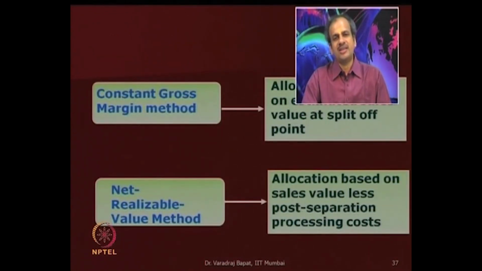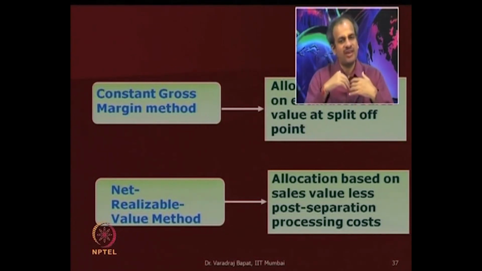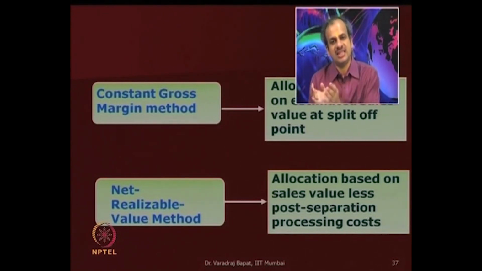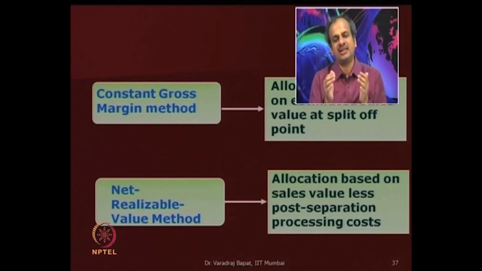There are also other methods like the constant gross profit method. So we look at the gross profit of the earlier period, and that gross profit is reduced from the final sale value to arrive at an estimated sale value. In case of net realizable value, post separation costs, since they are known, are removed from the sale value. So we get the realizable value at the split off point, and that is used as a basis for apportionment.